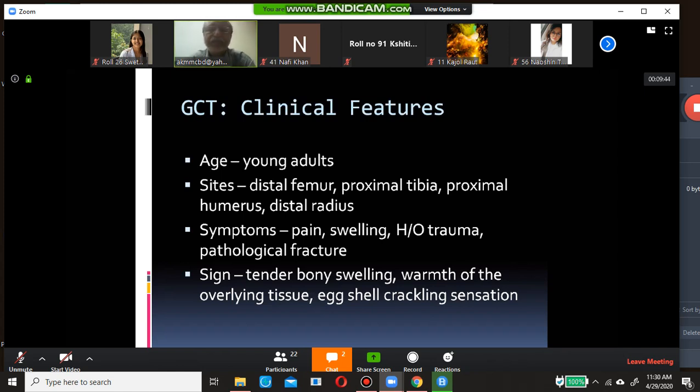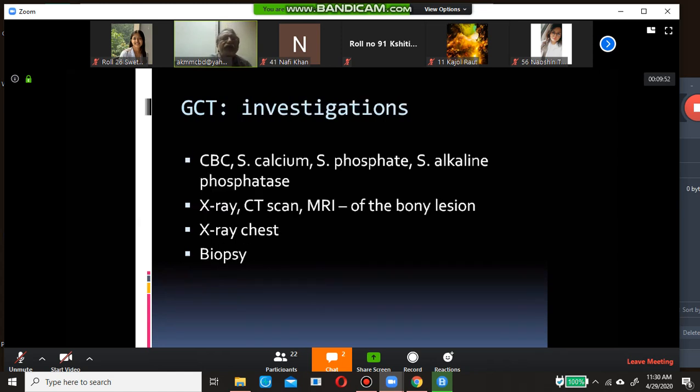Well, eggshell crackling sensation, and that is the clinical feature, slow growing. When you go for the investigation, you do the routine things, ask for CBC. You may find an elevated ESR, otherwise it will be normal. Serum calcium is done routinely for any bony tumor which is aggressive or malignant. Serum phosphatase becomes altered in malignancy. Serum alkaline phosphatase will be increased in any bone reformation.